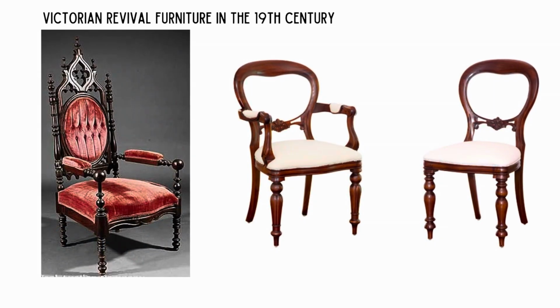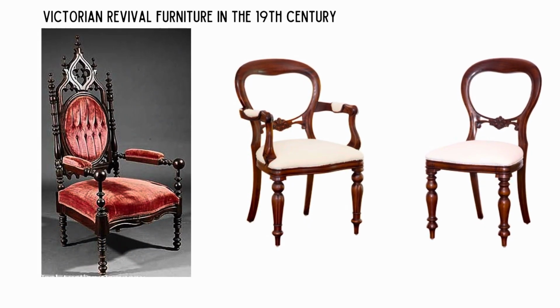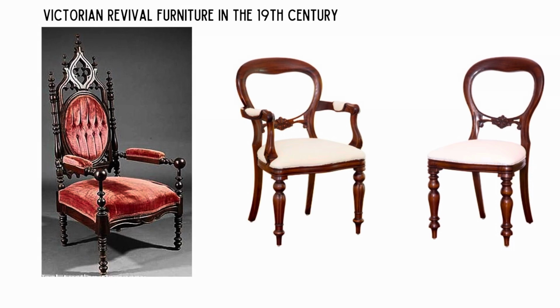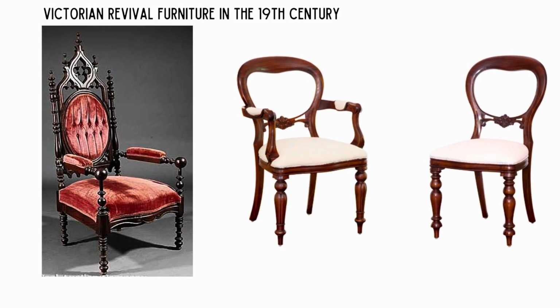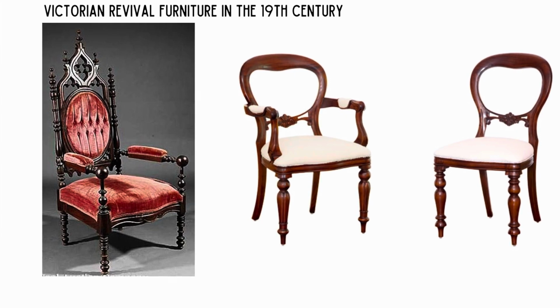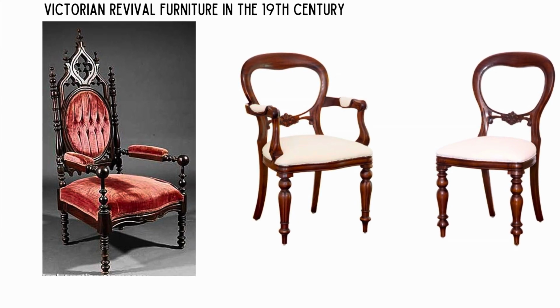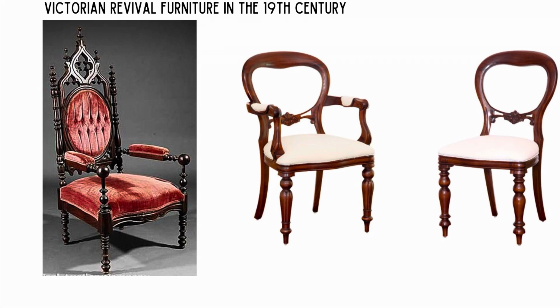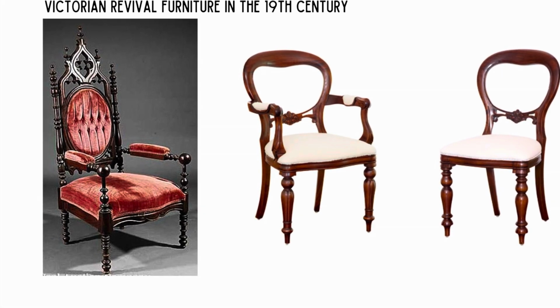So I decided this piece is from the Victorian Revival furniture of the 19th century in America because it's ornate, but it's also mutedly ornate. It's not heavily decorated, and it has a darker appearance, which are the characteristics of Victorian Revival furniture in the 19th century.